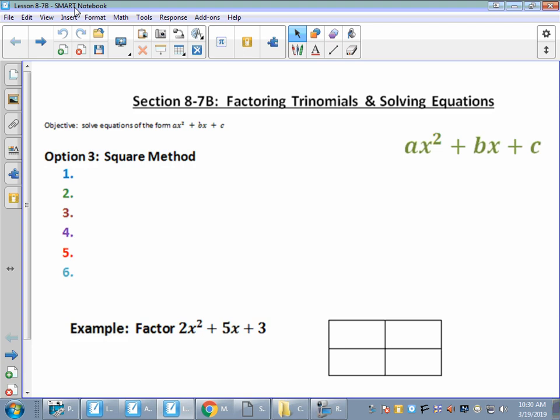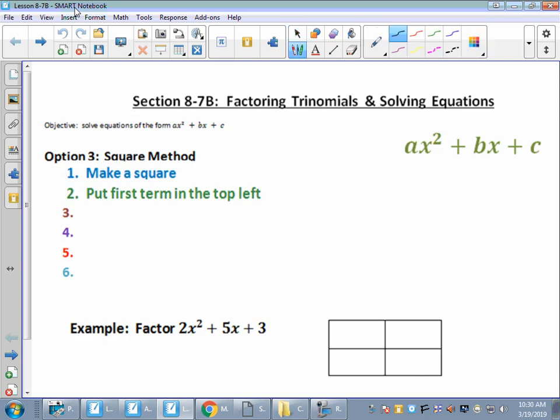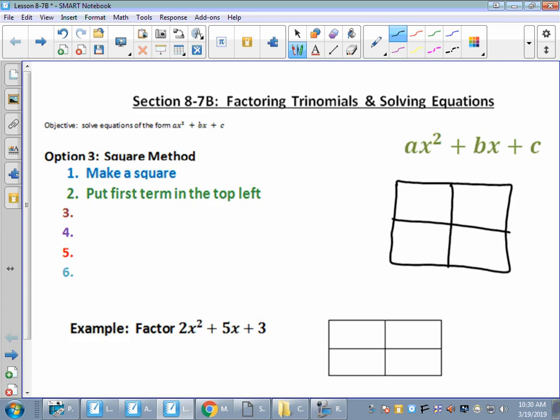It's called the square method. I'd like you to try it today, and then you guys can kind of decide what you like best. But the idea here of the square method is to, number one, make a square. And so you have our square, say, here. And you're going to make it into 4 little boxes inside the square.